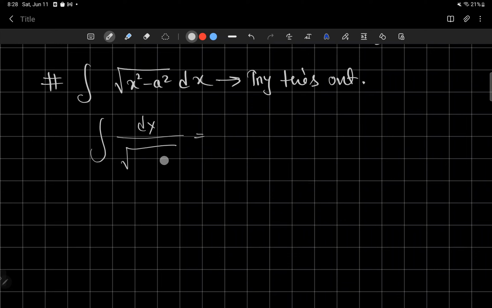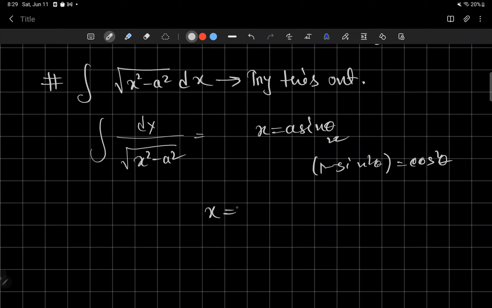In fact, if someone gives you something like this, you can just get away with saying x equals a sine theta, because 1 minus sine squared is just cosine squared, right? No imaginary terms business. But in a situation like this, x squared minus a squared, what would be a good substitution? You can even try x equals a sec theta too. In that case, in the denominator, you wouldn't have any imaginary number. It's more suitable, right? x equals a sec theta.